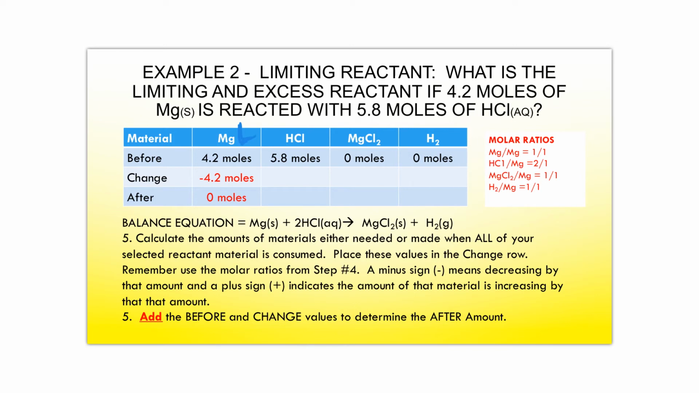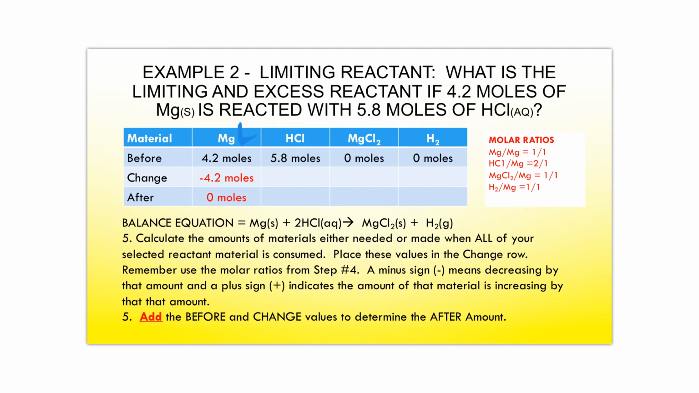Okay? So it's going to run out, and it's going to be all consumed. Now, we don't know yet how much HCl we're going to have to use to consume all that magnesium, but we will in a minute when we do the calculations. And we don't know how much of the MgCl2 and the H2 we're going to make. I've copied all the ratios here to help us do the math, right?